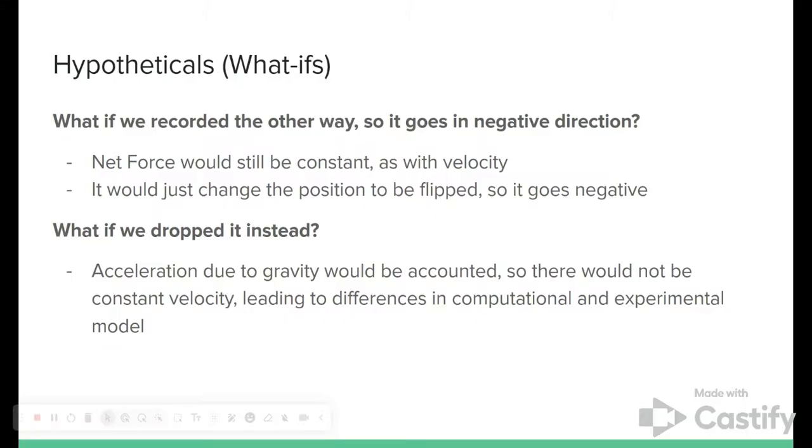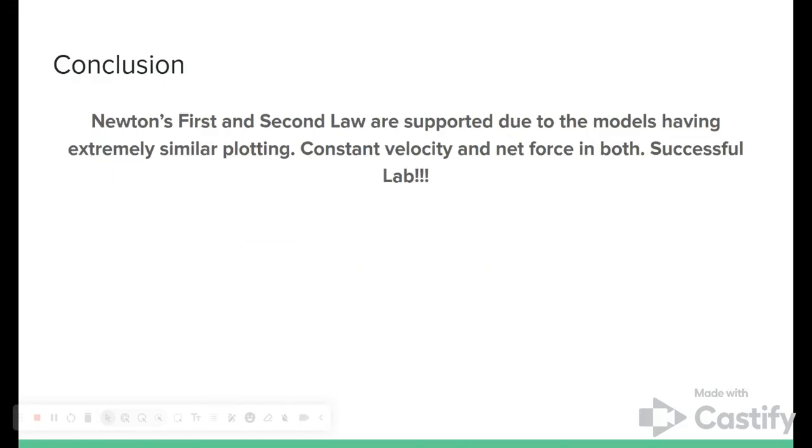So some what ifs. What if we recorded the other way, in the negative direction? So the net force would still be constant as with velocity, but it would just change the position. So the line would be going the opposite way instead. And if we dropped it instead, acceleration due to gravity would be accounted, so there wouldn't be constant velocity, and the lab would just not work overall.